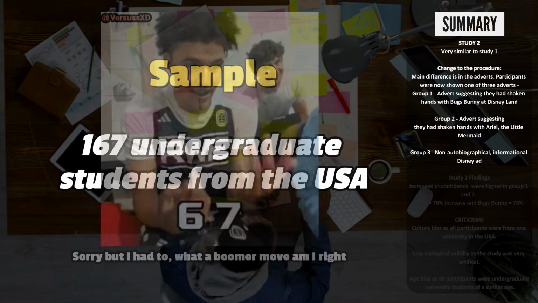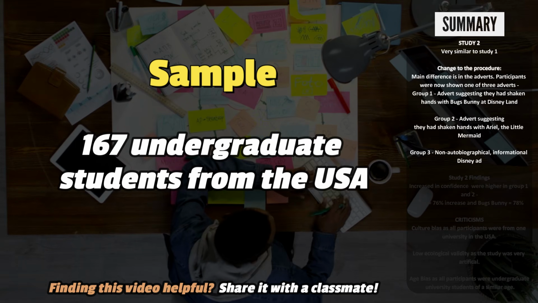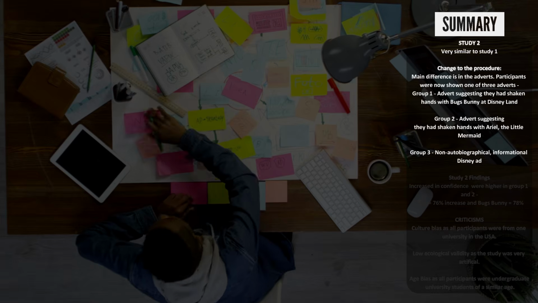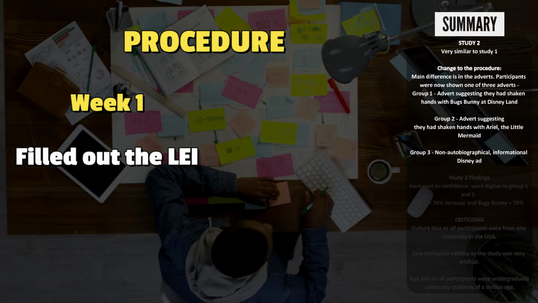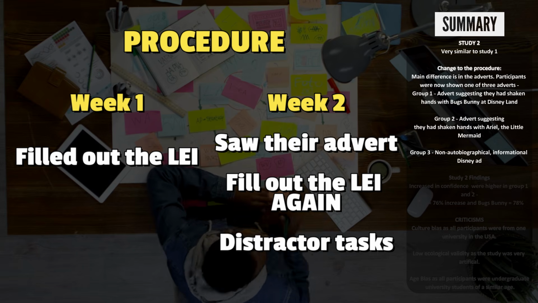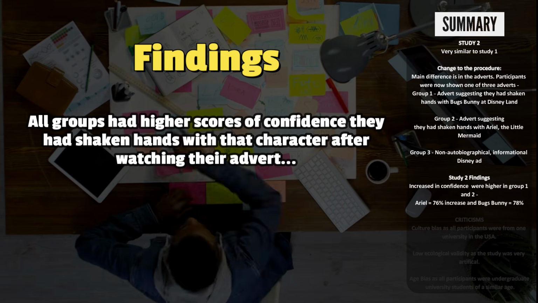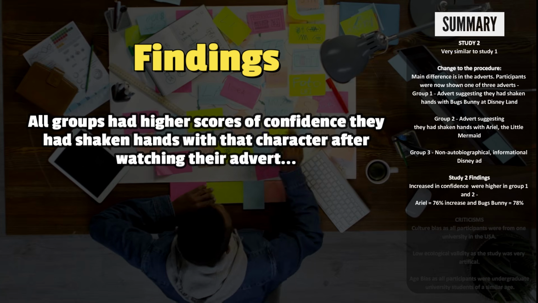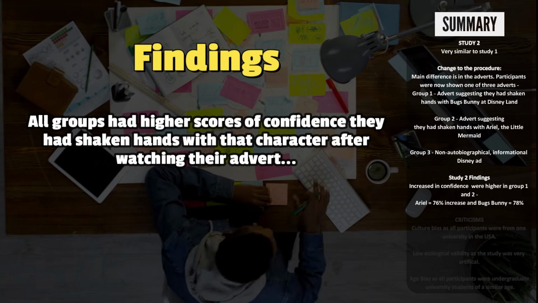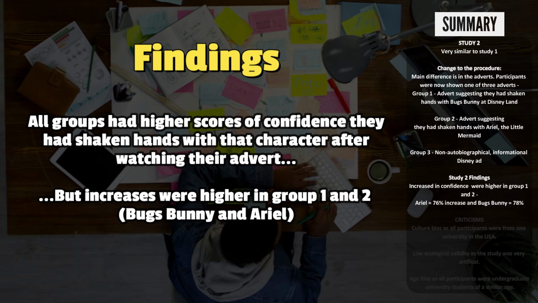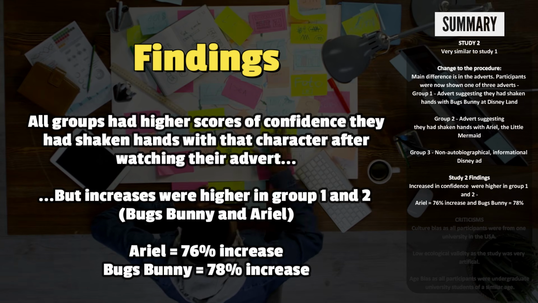We had 167 participants, again, all from a Midwestern university, all undergraduate psychology students, and then the rest of the procedure from experiment 1 was pretty much identical. Week 1 was the life events inventory, week 2 was the adverts, followed by the life events inventory, followed by distractor tasks. And what did they find? Well, all groups increased their confidence that they had shaken hands with a cartoon character, but the increases were higher with the 2 autobiographical conditions. So in the Ariel condition, it was 76%, in the Bugs Bunny condition, it was 78%.